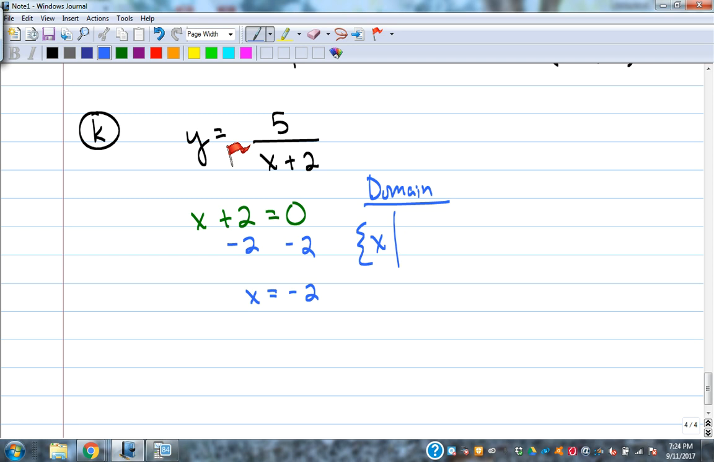X, as long as x is not -2. The set notation for that is super easy. Okay? Now, the interval notation for that is a little bit different, a little bit more difficult, but it's important that we learn it. Okay?